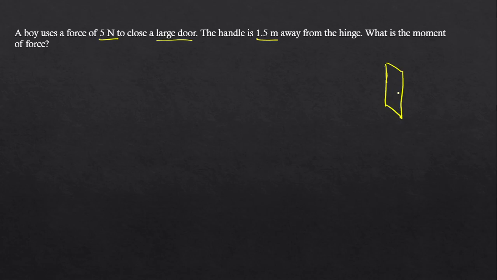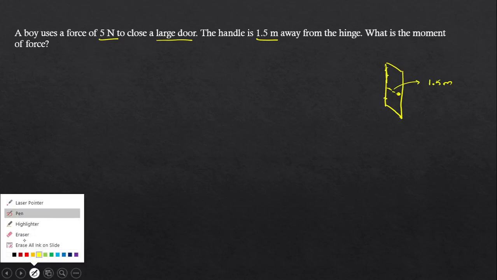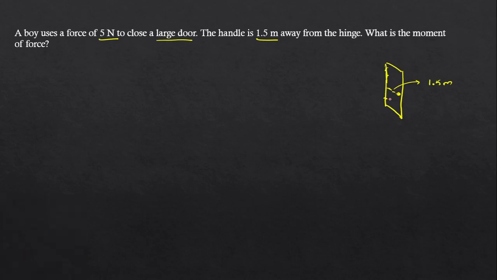Now let's say there's a handle here which is 1.5 meters away from the hinge. The hinge of the door will be attached to the wall somewhere here. Okay. Now the boy exerts a force of 5 newtons. Let's say the boy is exerting a force in this direction.